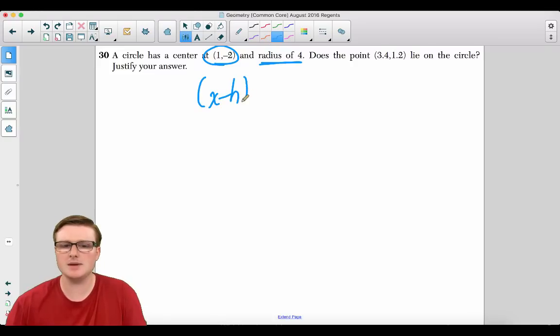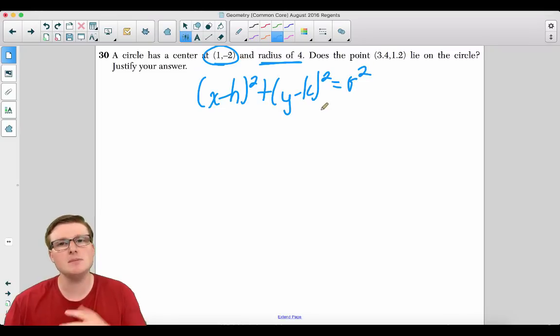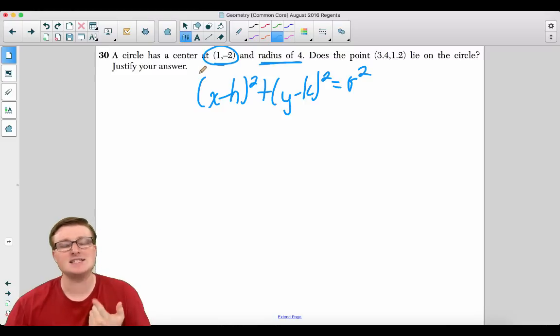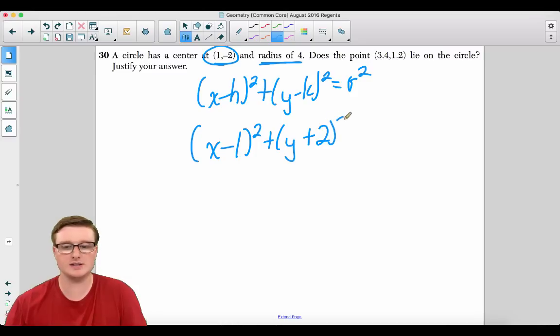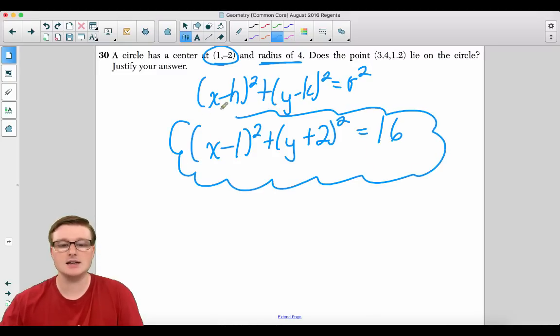Is this formula ringing a bell? (x minus h) squared plus (y minus k) squared is equal to r squared. That should be popping into your head right now. The center is (1, -2). Plug in that information. That's going to be (x minus 1) squared plus (y plus 2) squared. It's the opposites when it goes in. Is equal to, well, the radius is 4. 4 squared is 16. That's great. This right here is our equation of the circle.